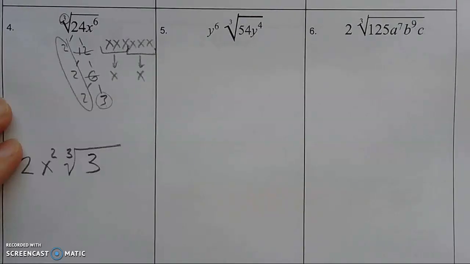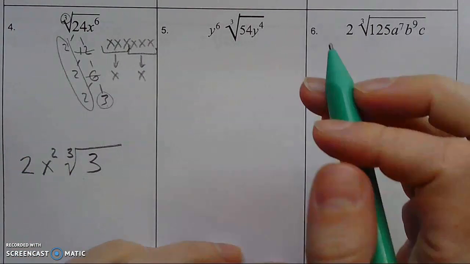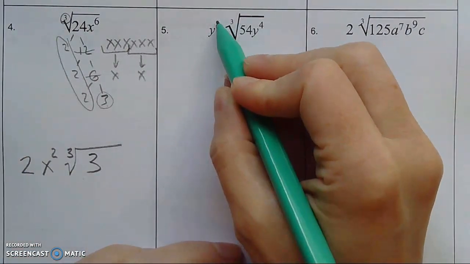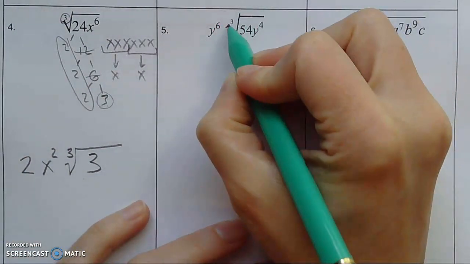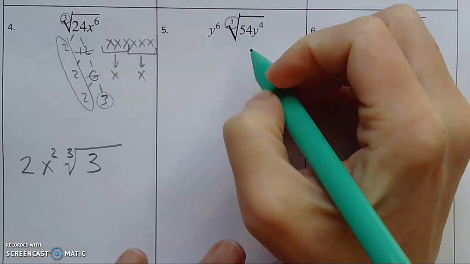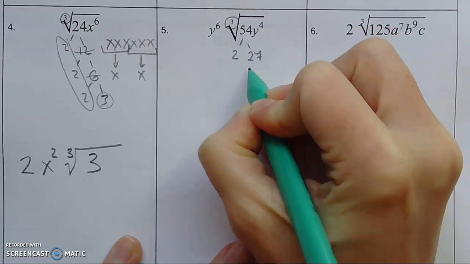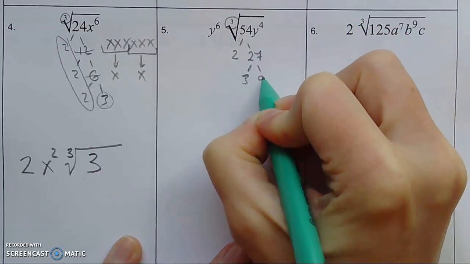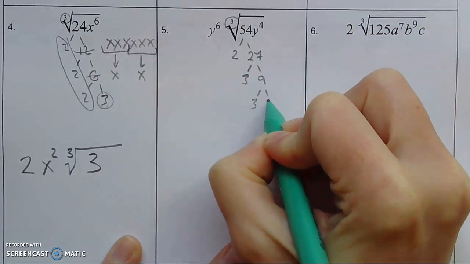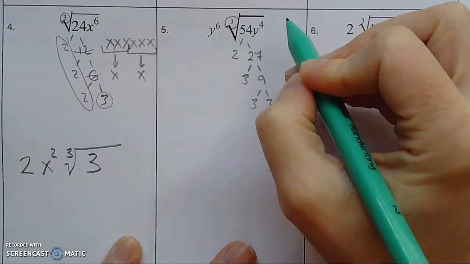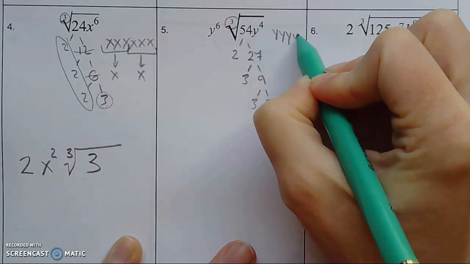and that's my final answer. All right, this number 5 right here, I already have a little stuff on the outside, so just be mindful of that. But again, group size 3, so I'm going to break 54 down. Half of 54 is 27. 27 is 3 times 9. 9 is 3 times 3. Then y to the 4th is y.